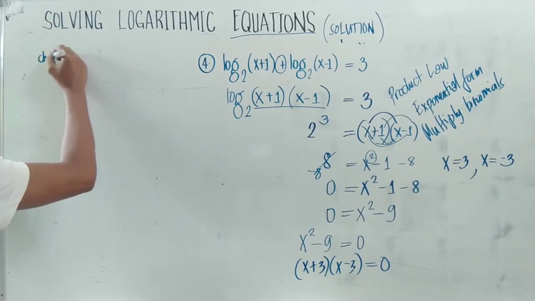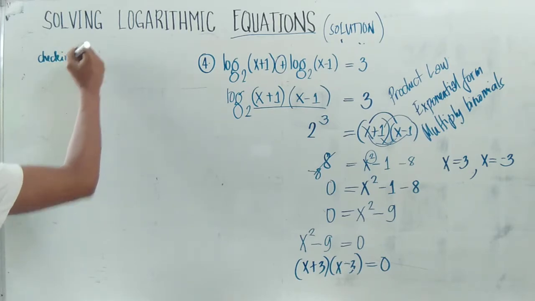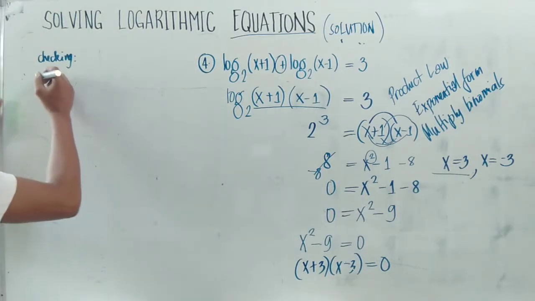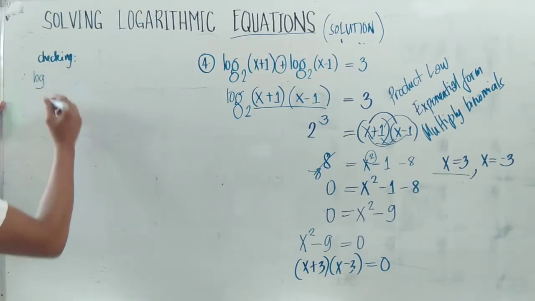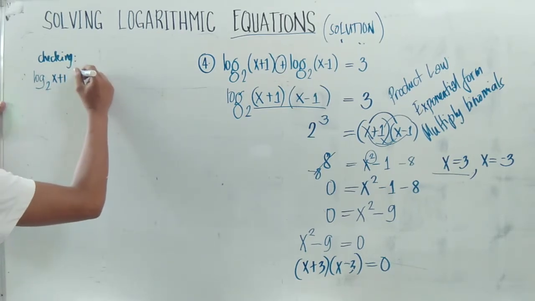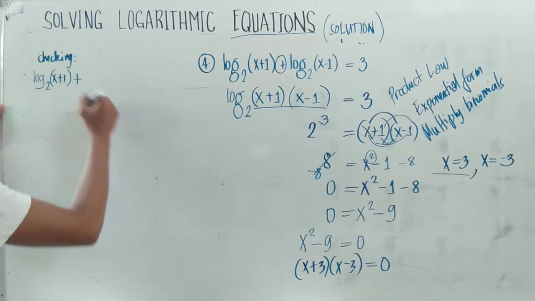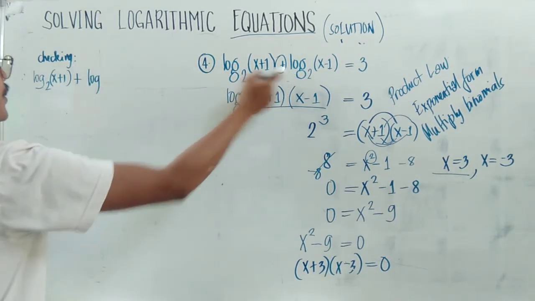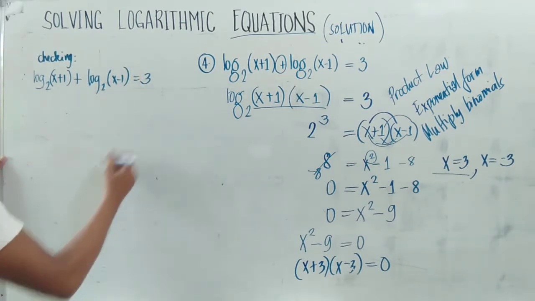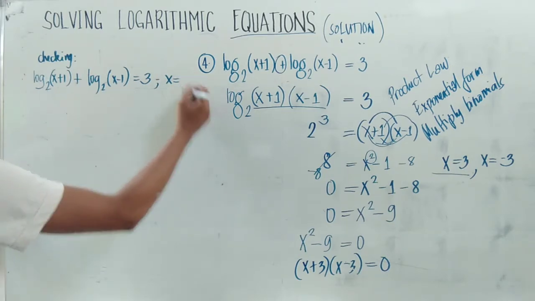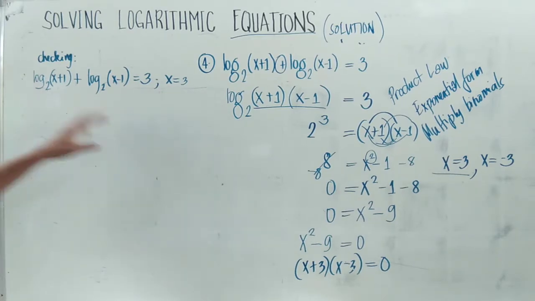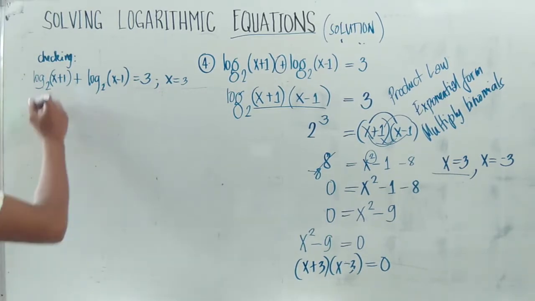Okay, so checking. First, let us check using x equal to 3. So we have log base 2 of x plus 1 plus, I'm copying the original equation, log base 2 of x minus 1 equals 3. Then substitution, x is equal to 3. Let us check whether x equal to 3 will satisfy the logarithmic equation or not.